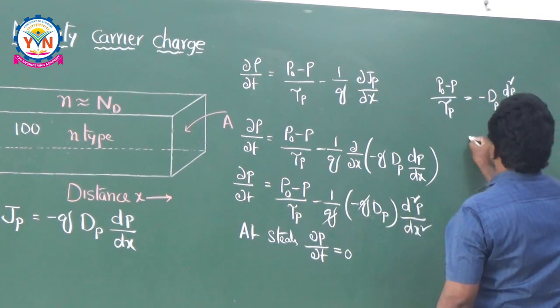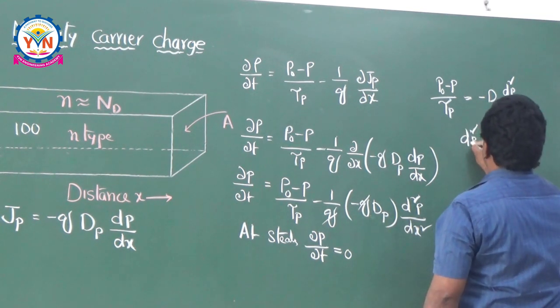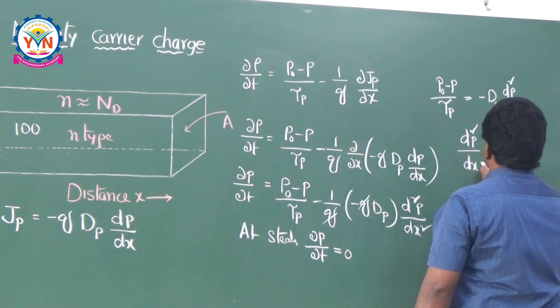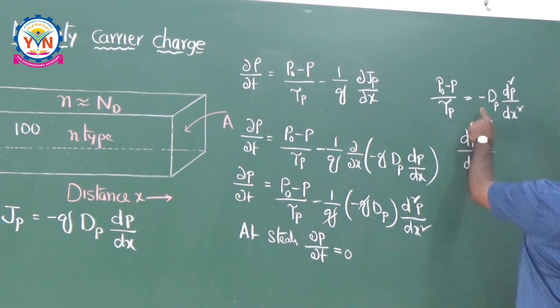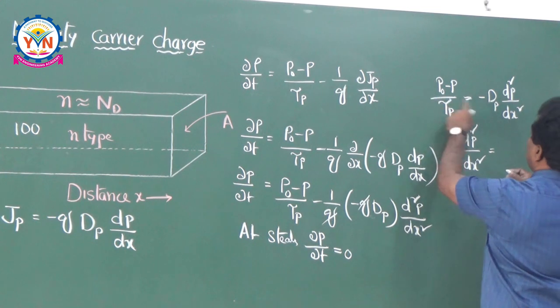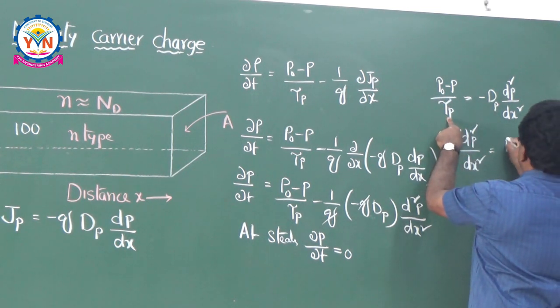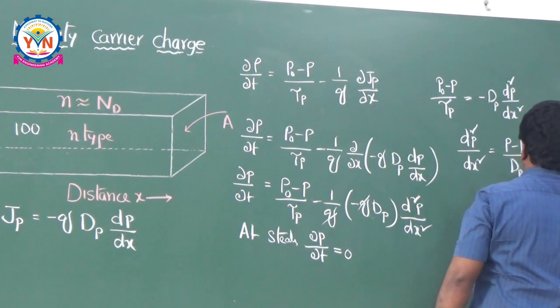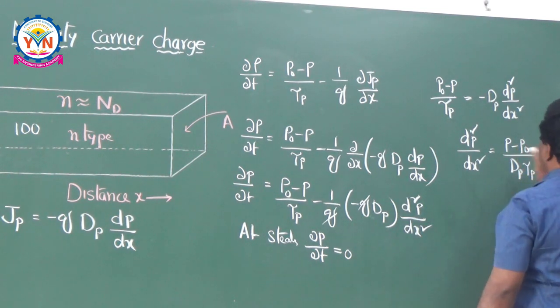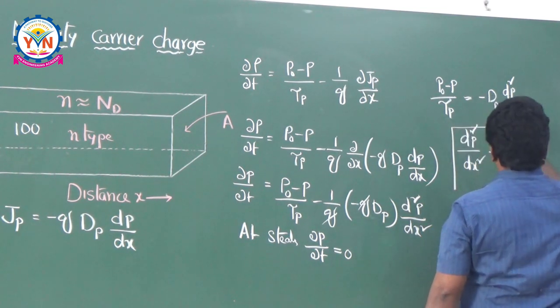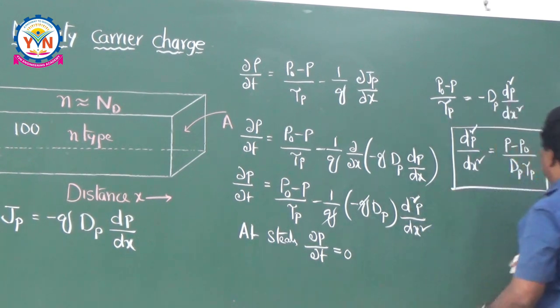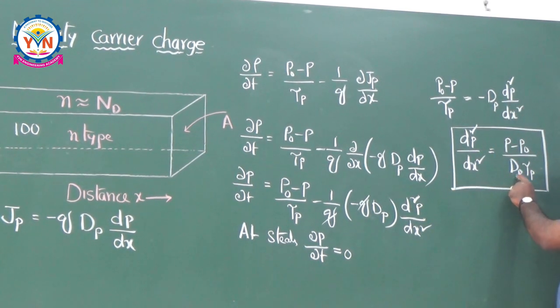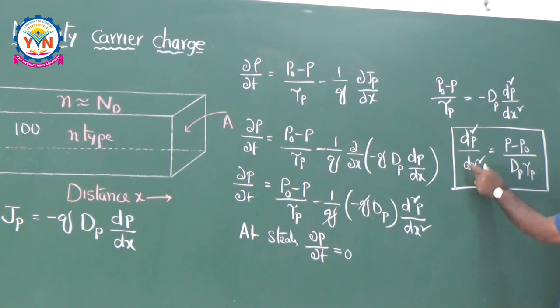So I can say d square p by dx square is equal to, if you take the minus to this side and Dp to this side, (p minus p naught) divided by Dp into tau p, where tau p is nothing but the mean lifetime of the holes, and Dp is nothing but the diffusion constant for the holes. So this is the second order differential equation telling about the variation of the minority carriers.